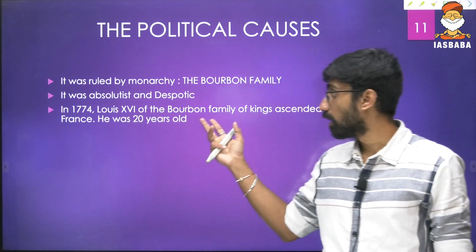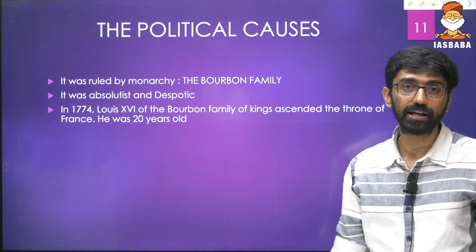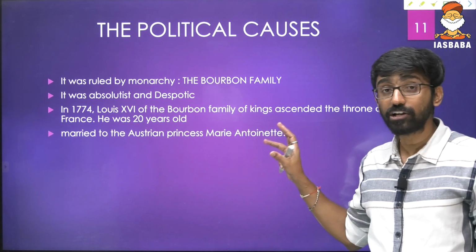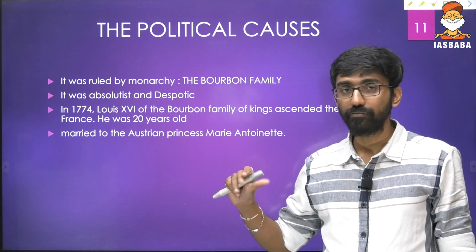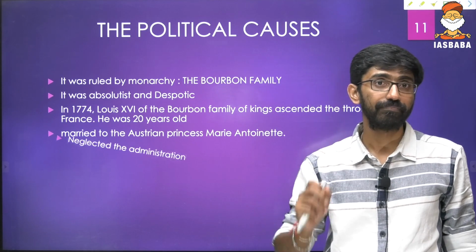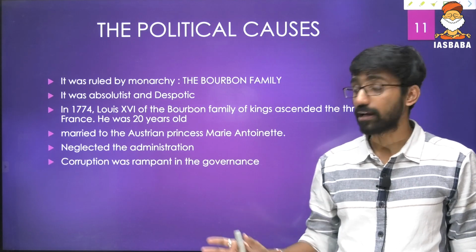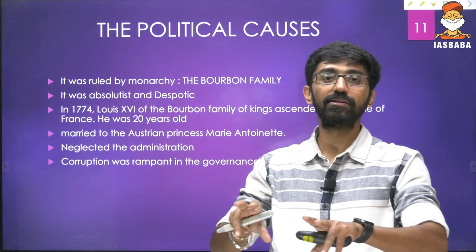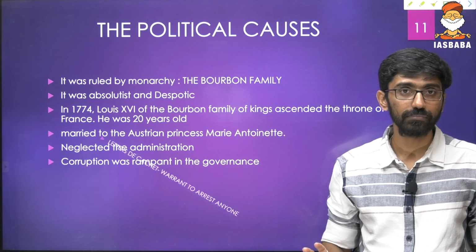And who was the king? Louis XVI. He was only 20 years old. In 1774, he became the king, and he was married to the Austrian princess Marie Antoinette, and they lived a very luxurious life. They constructed a new palace, and lived a very luxurious life. Okay, and they neglected the administration. And corruption was rampant because look at the system itself. How the society is organized, society must be filled with corruption only.